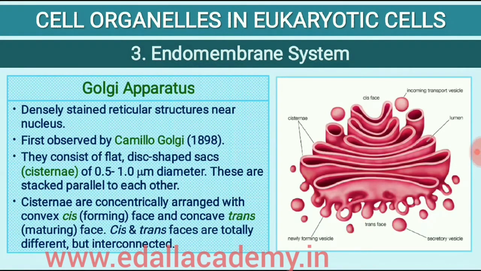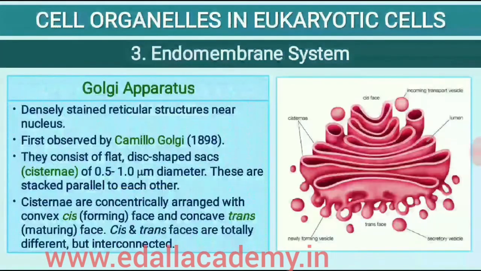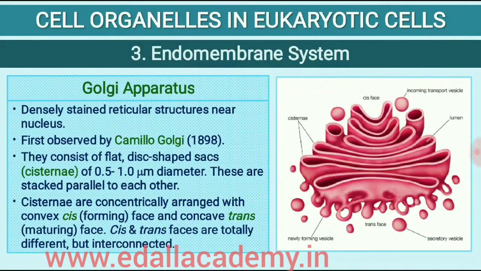8.5.3.2 Golgi apparatus. Camillo Golgi, 1898, first observed densely stained reticular structures near the nucleus. These were later named Golgi bodies after him. They consist of many flat, disc-shaped sacs or cisternae of 0.5 micrometers to 1.0 micrometers diameter. These are stacked parallel to each other. Varied numbers of cisternae are present in a Golgi complex. The Golgi cisternae are concentrically arranged near the nucleus with distinct convex cis or the forming face and concave trans or the maturing face.